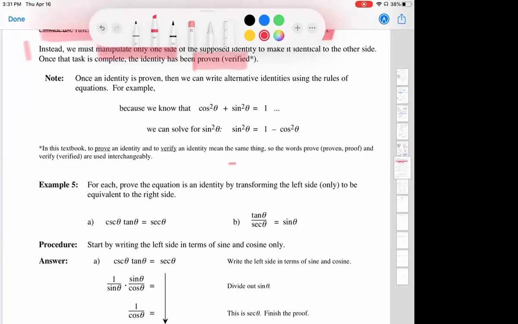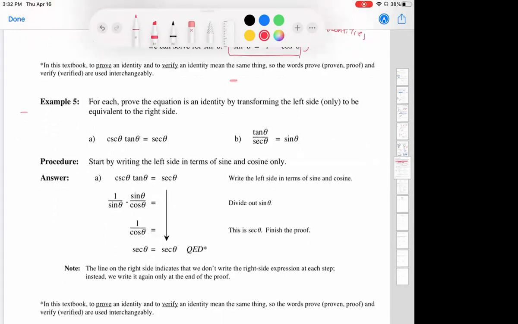Note, once an identity is proven, we can write an alternative identity using the rules of equations. For example, we know that cosine squared plus sine squared equals 1. We can solve for cosine squared so that we have cosine squared equals 1 minus sine squared. So we can manipulate identities if we have them. We have this one, cosine squared theta plus sine squared theta equals 1. But let's say I only want to work with the sine squared because that's what my argument has. So I can move that cosine squared: minus cosine squared theta on both sides, so that I have this identity. We can only do this with identities because they have been proven to be true.